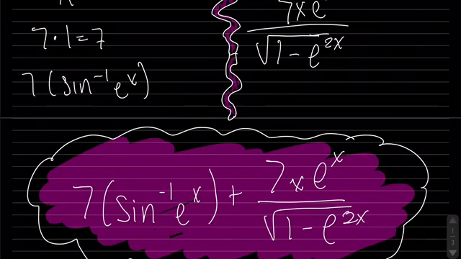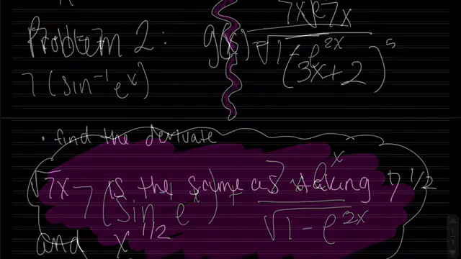Looking back on the left side, since 1 minus 1 is 0, you just get left with 7, so you have 7 arc sine of e to the x, and you have the other part of the equation, and combine them together to get the final answer.